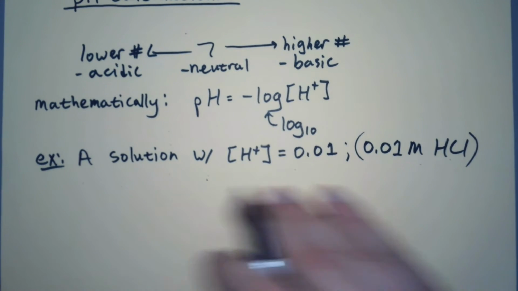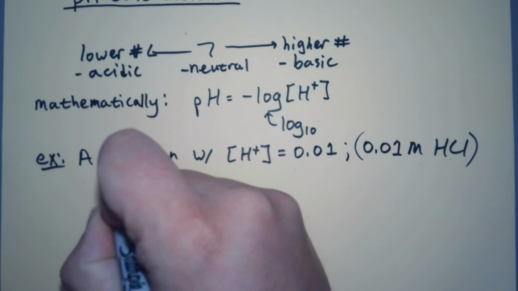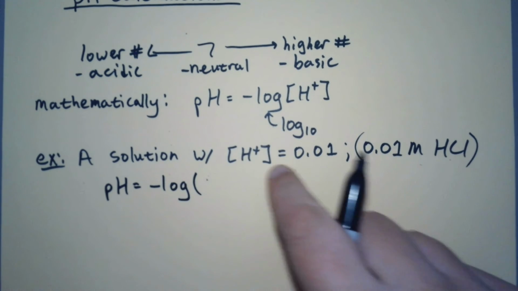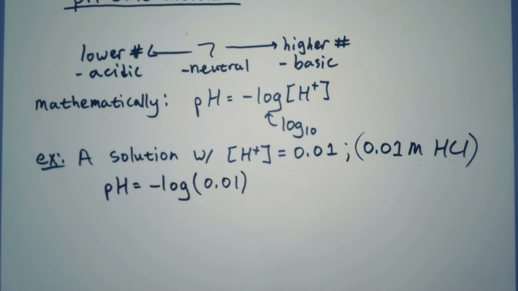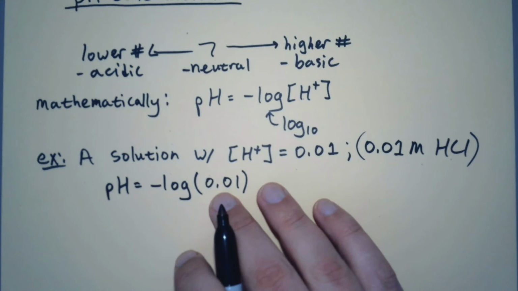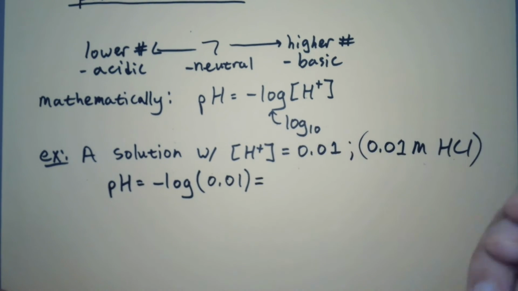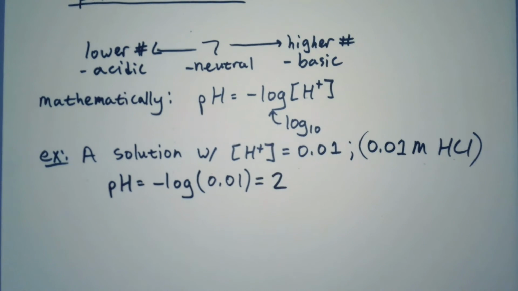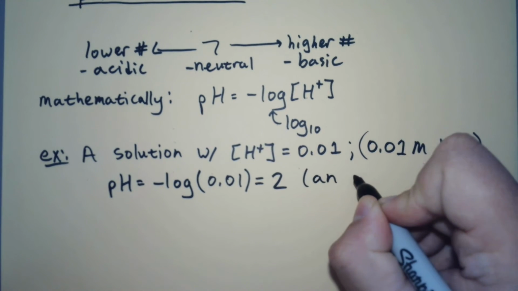Alright, so what is the pH of this solution? That's where we're going here. Well, our pH is going to equal the negative log of our concentration of H+, which is 0.01. If you punch that up in a calculator, you do log base 10 of 0.01, and then you multiply by -1, you should get, and you want to test this out in your calculator, make sure you get comfortable doing this, a 2. That is a pH of 2. And so this is an acidic solution.